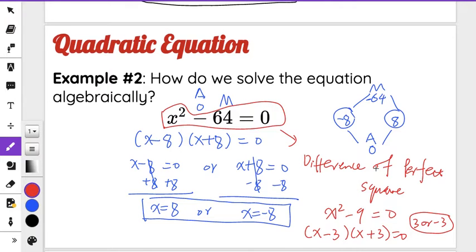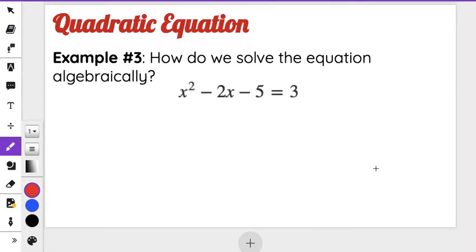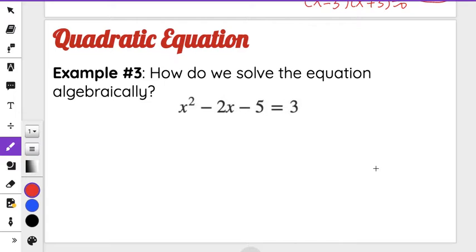Okay, so let's check the last example in this video. As you can see, we still work on the quadratic equation, but this time, some students probably observe, I don't have 0 for that equation. Yes, you're right. That means we need to get 0 first. How do we do that?